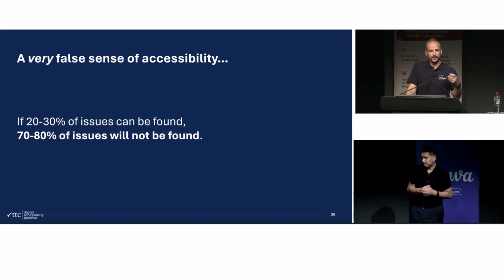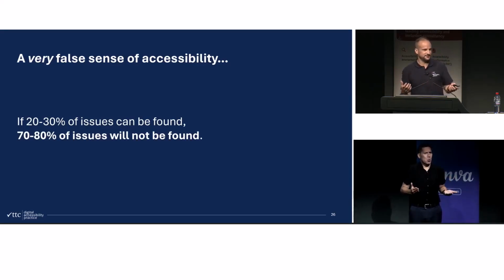And then there's the question of where does the 20 to 30% actually come from? There's no definitive list of accessibility issues. There's an infinite number of accessibility issues that you can find in a website. So there is no real way to measure it. So I feel like that number's just been something that's kind of been thrown around and everyone's kind of accepted it.